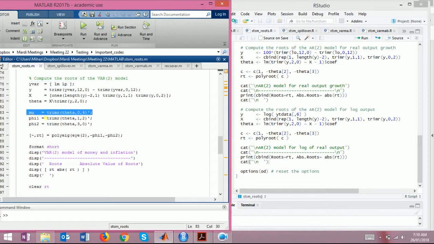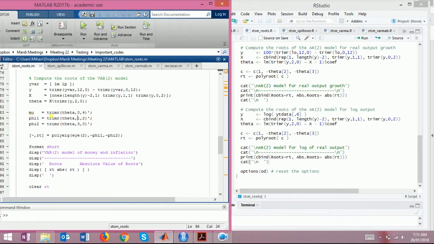Now mu, phi1, phi2. Okay, in the VAR, we need to specify mu, phi1 and phi2. Where is mu located in our VAR? We have four mu's. We have two phi1. Phi1 is located in theta column 1. No, row 1, column 2, row 3. No. What am I doing? I'm sorry.